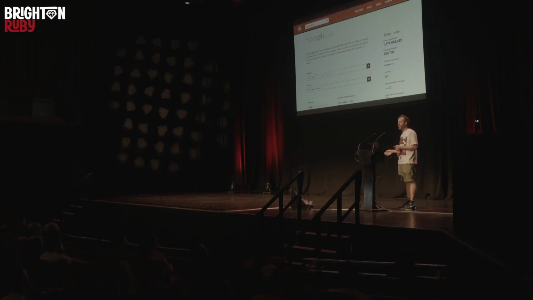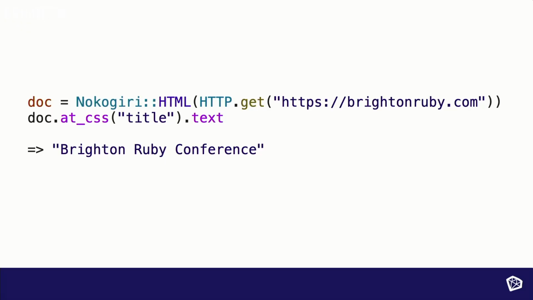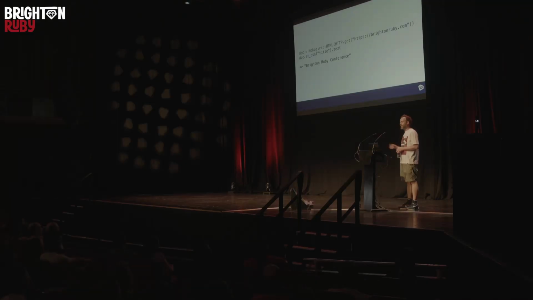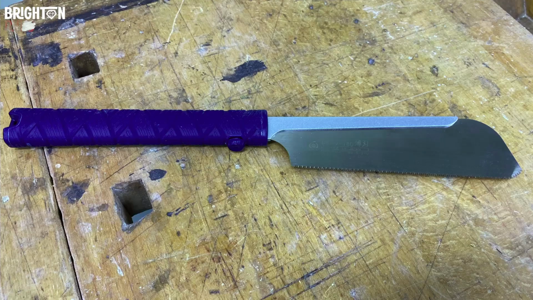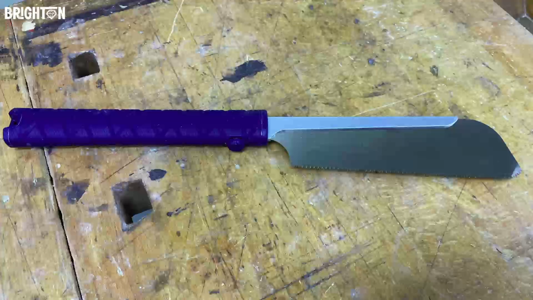You've probably used this directly or indirectly, and it's a useful tool to take HTML or XML, parse it, and extract some content. But does anybody know what a Nokogiri actually is? Well, correct. This is one. So this is mine actually. I tried to bring it on the flight, but EasyJet told me they only allowed planes.